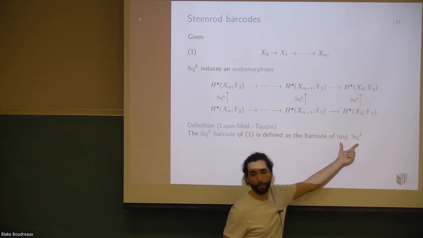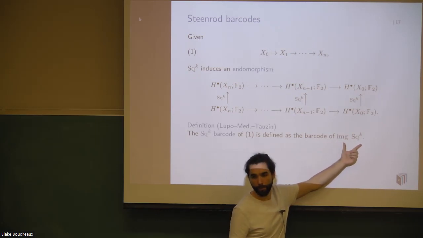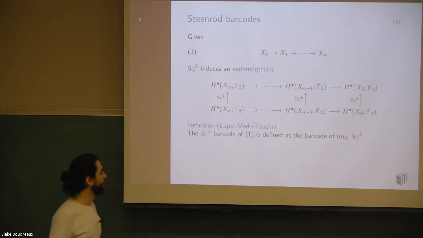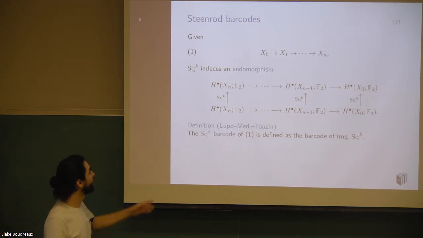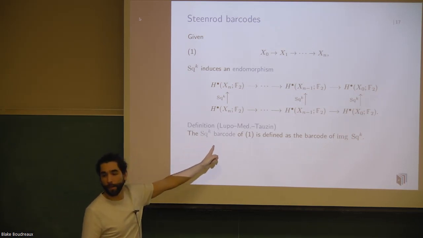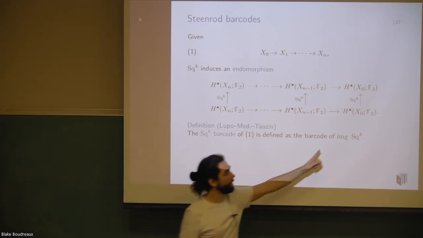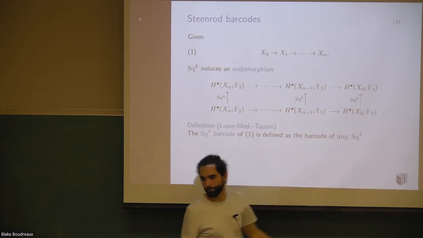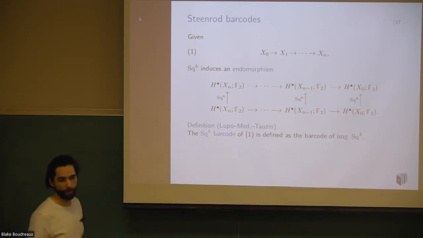Like in vector spaces, the image of a linear map is another linear map. The image of this endomorphism is another persistent module that has a barcode, and that's the barcode that I use to define the Sq^k barcode of the filtered simplicial complex. And I will justify that: if k is equal to zero, then this map is the identity. The image is the whole thing. So this will recover the original barcodes, but not if k is higher.